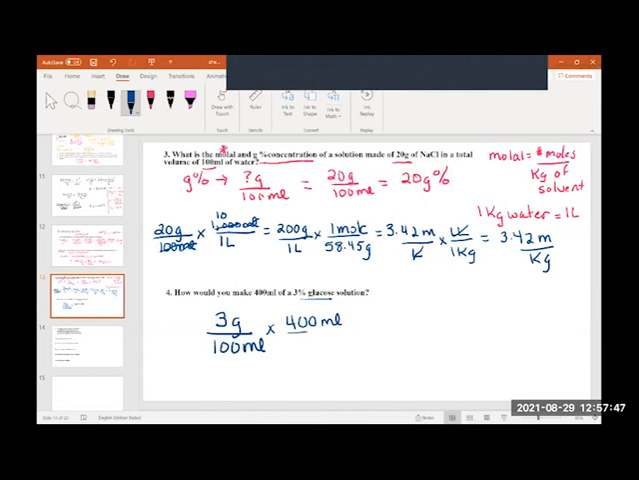We want 400 milliliters. So that means if I want to make 4 batches of this 3 grams percent solution, I'm going to need 12 grams total of glucose. That was pretty easy.